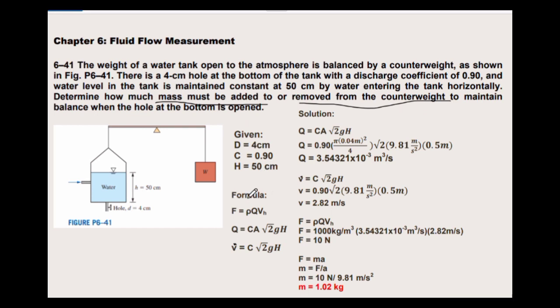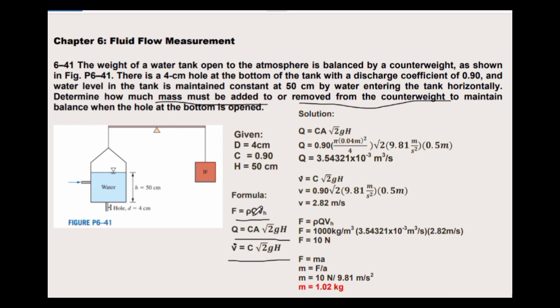So our formula for the reaction force due to the momentum change is F equals density times the discharge times the velocity. Then for the discharge, we have discharge coefficient times the area, times the square root of 2 times the acceleration due to gravity times the height. And for the velocity, using this formula, discharge coefficient times the square root of 2 times acceleration due to gravity times h.